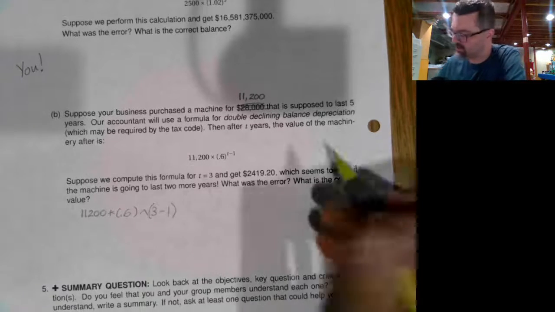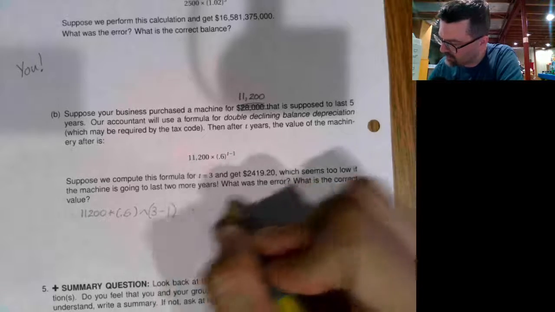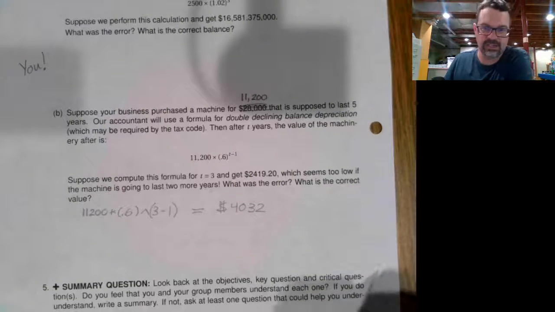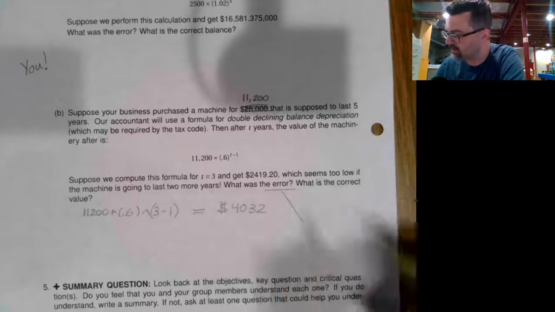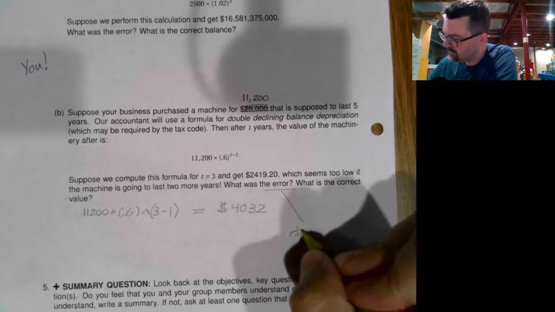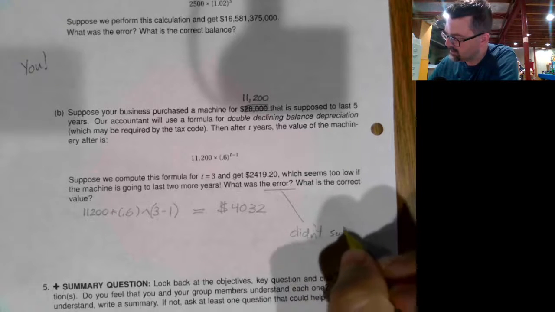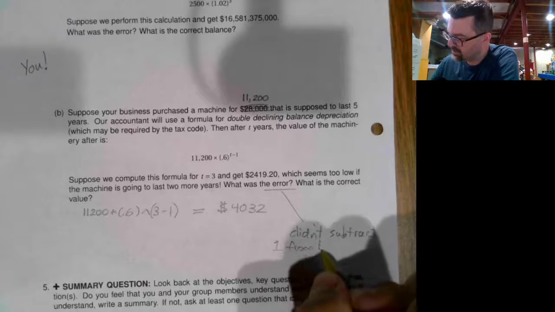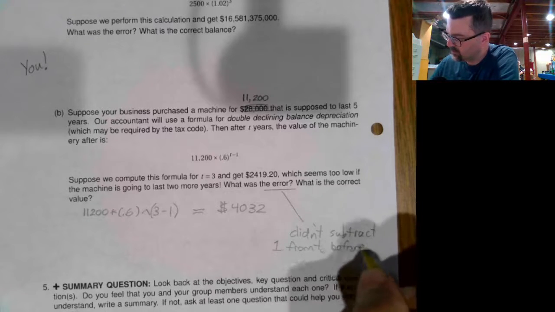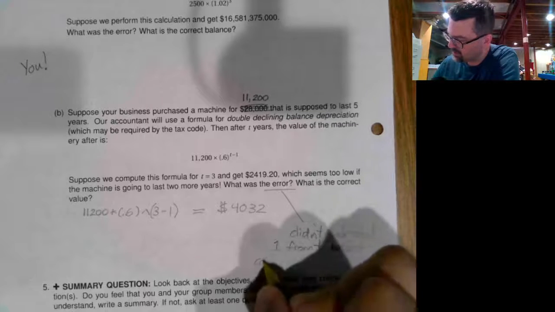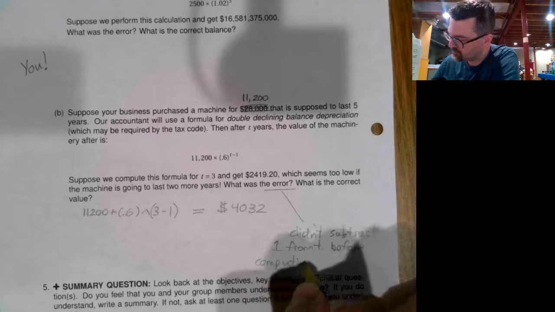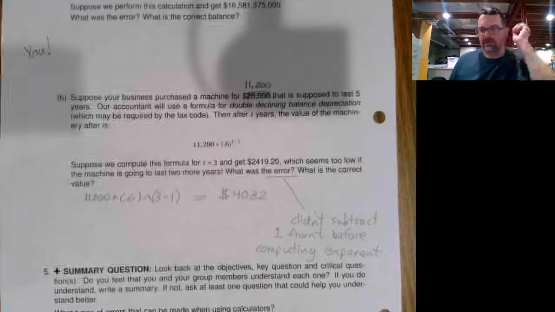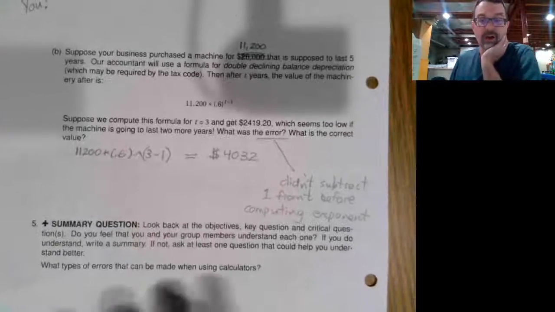And if you do that, the correct answer should be 4,032 instead. So what was the error? Didn't subtract 1 from t before computing the exponent. Okay. And that's the end of the exploration.